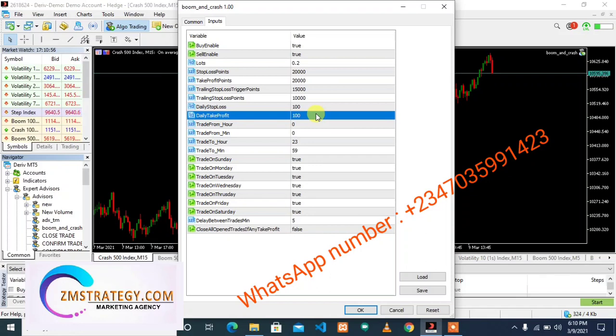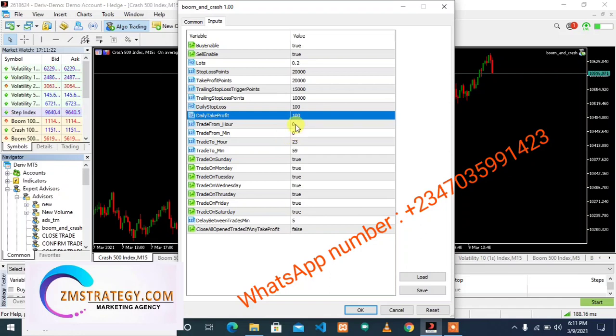So that is just the work on the daily stop loss and daily take profit. Here you can see that we have trade 4 hour, trade 4 minutes, trade 2 hour, and trade 2 minutes. This simply means that if on a particular day you want the robot to be trading for a particular hour, or from a particular minute to a particular minute, or from a particular hour to a particular hour, you can set it here.